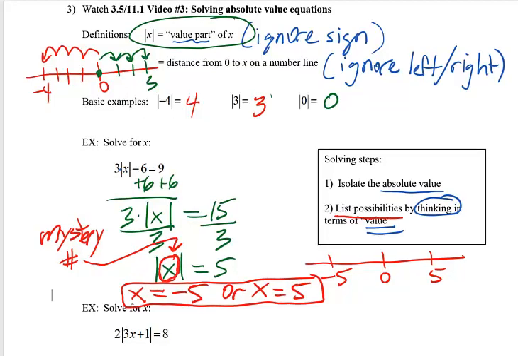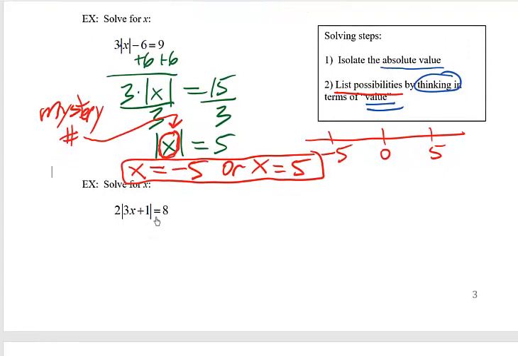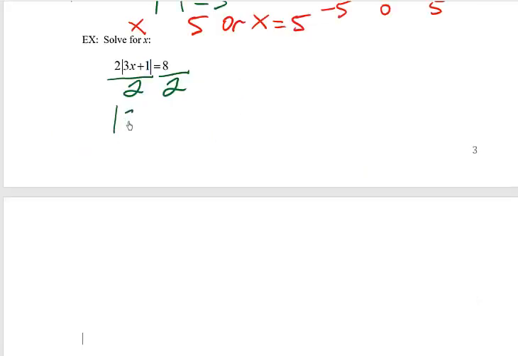Let me show you one that's just a little bit more involved. So here's a second example. Same task, solve for x. It's got the absolute value bars. First step is probably obvious. I need to get those bars by themselves. So there's only one reason it's not by itself right now, and that's that 2. So I'm going to divide both sides by 2. So that'll give me absolute value 3x plus 1 equals 4.